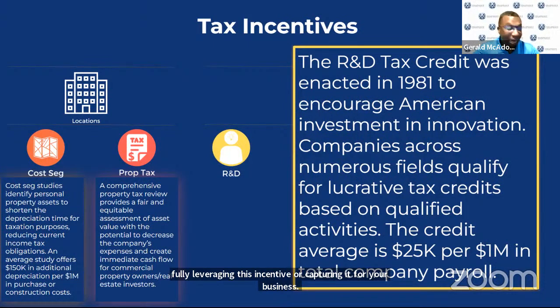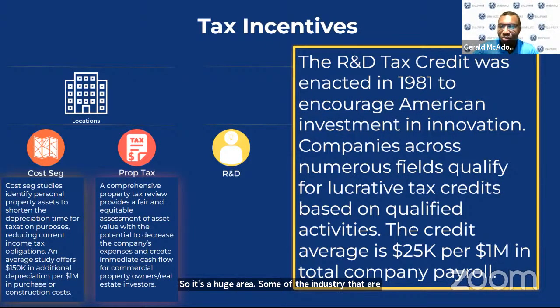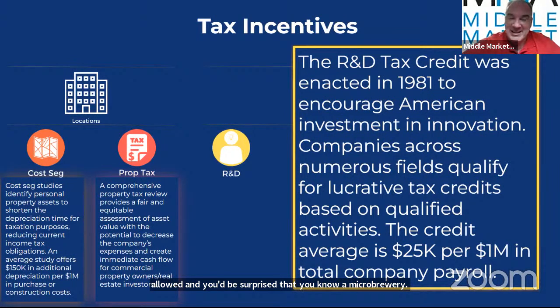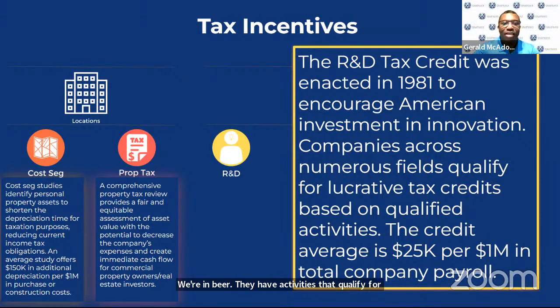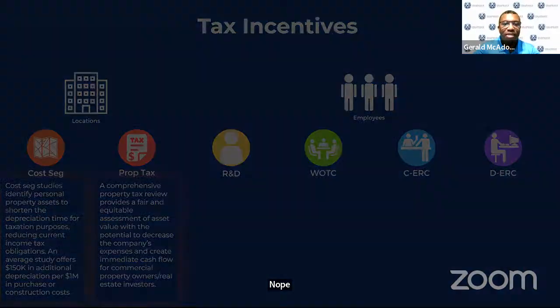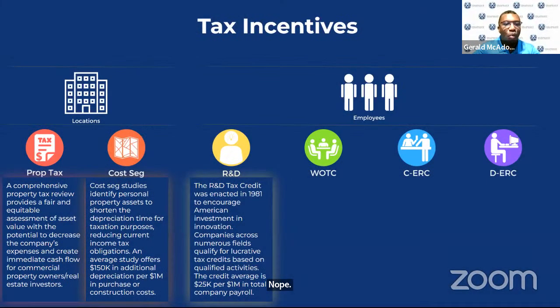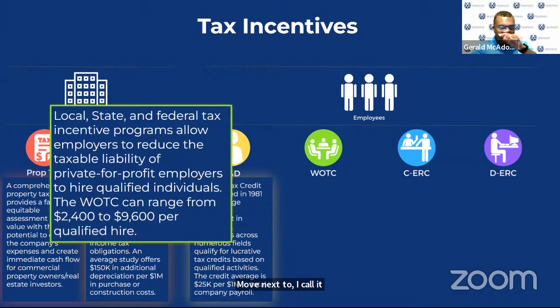If you just read a list of some of the industries that are involved in it, you'd be surprised. A microbrewery, brewing beer, they have activities that qualify for, well, R&D. So, move next to, I call it WOTC, or work opportunity tax credits.